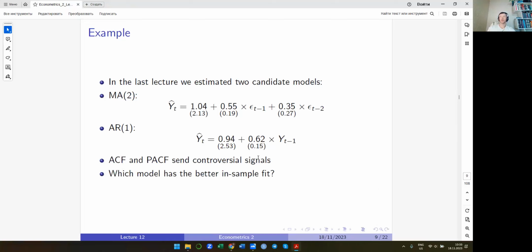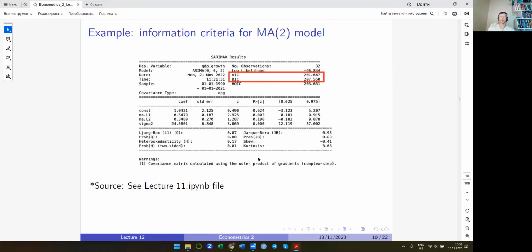ACF and PACF sent us controversial signals, so we don't know which one to choose. Now, let's see which model has the better in-sample fit. So which model has smaller information criteria. The information criteria are always given here in the regression results, so you can always find them here. There is another information criterion, also Hannan-Quinn. We are not considering it, but basically the logic is the same. So there are three criteria basically, Hannan-Quinn as well.